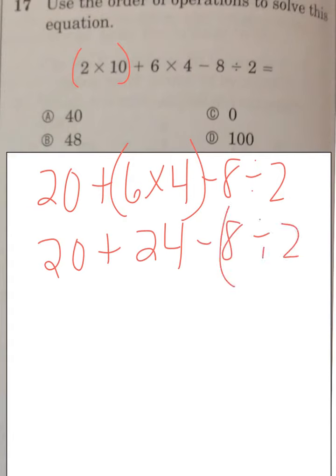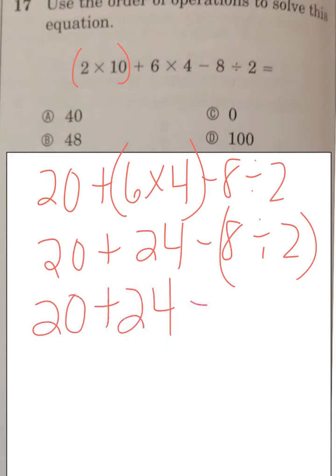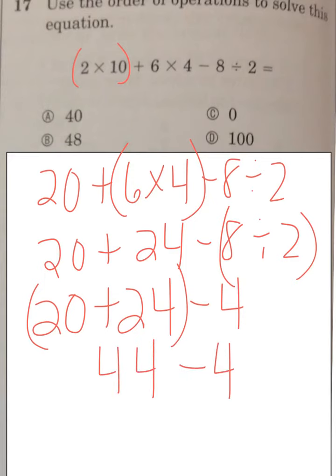Now we have division, 8 divided by 2, so we bring down everything else. 20 plus 24 minus 8 divided by 2 is 4. We only are left with addition and subtraction, so we go left to right. 20 plus 24 is 44, minus 4 means our answer is A, 40.